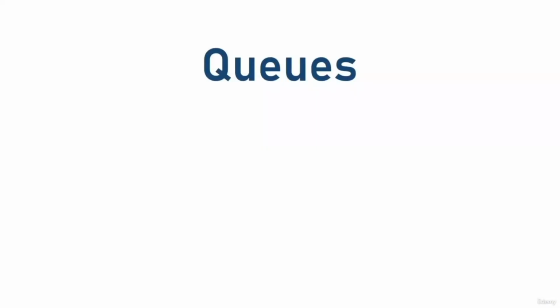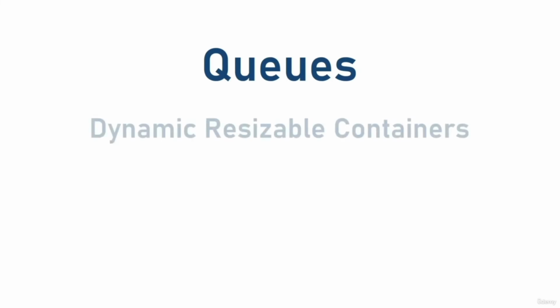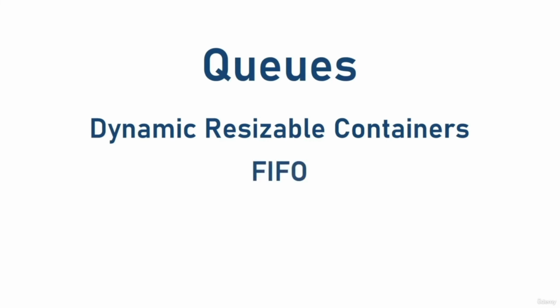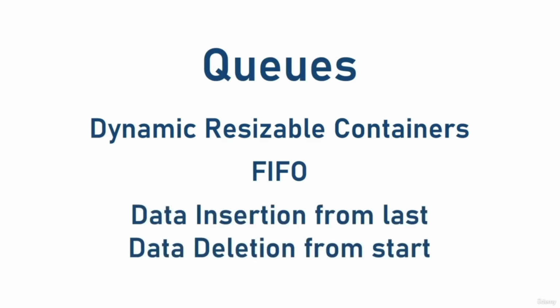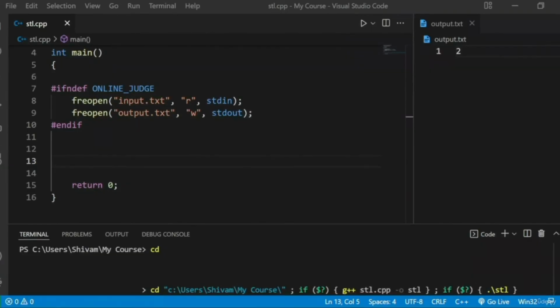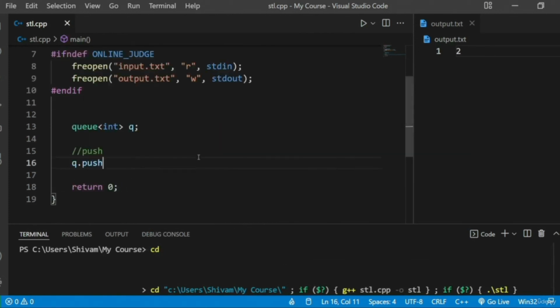The next data structure we are going to see is the queues. Queues are also the dynamic resizable container adapters and follow FIFO rule, which is first in first out, which means the element which comes first needs to be deleted first, and so the element insertion in queues is from the last. Moving on to the queues implementation, we write queue and data type int and we give it a name which is queue here. We use the push function to push the elements in the queue.